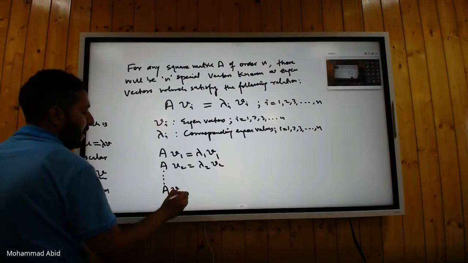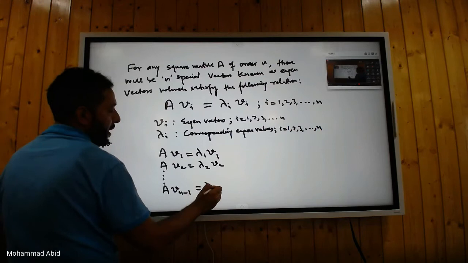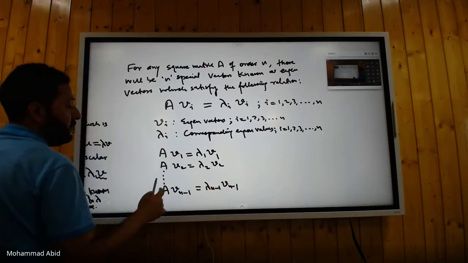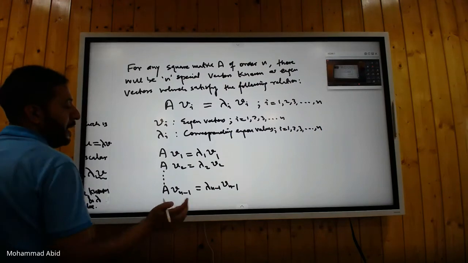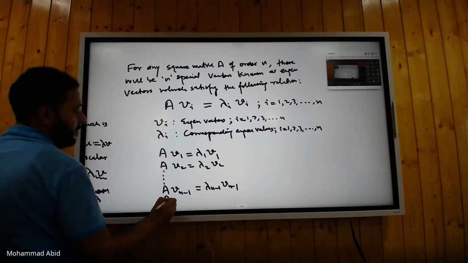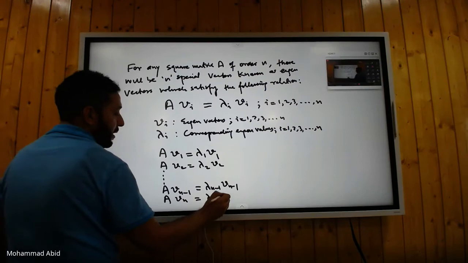A v n minus 1 equal to lambda n minus 1 v n minus 1. अभी मैं एक ऐसा केस ले रहा हूँ जिसमें कि आइगन वैल्यूज डिस्टिंक्ट हैं. आपको पता है कि कुछ केसेस में आइगन वैल्यूज नॉन डिस्टिंक्ट भी होते हैं. So I am taking the case wherein the eigenvalues are distinct. So another one will be A v n equal to lambda n v n.